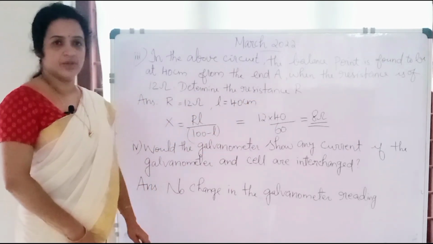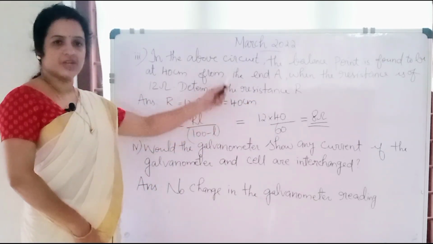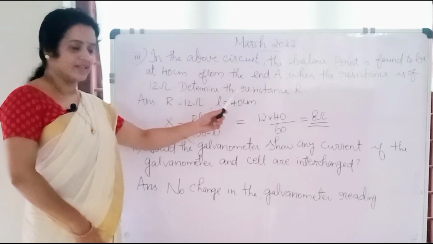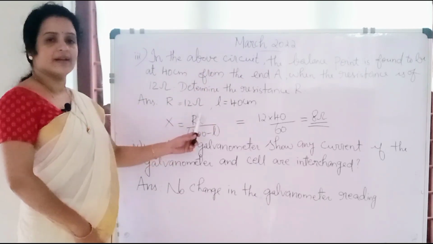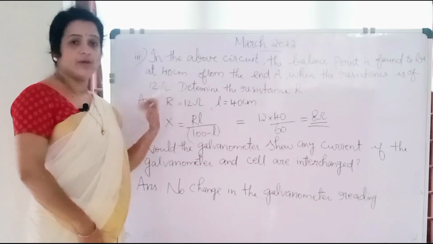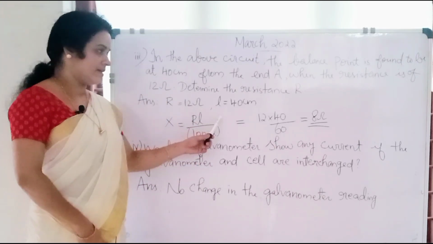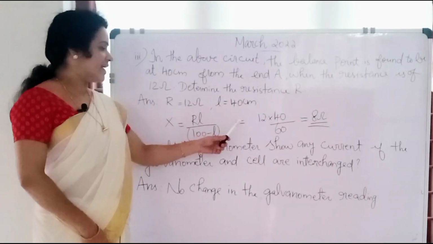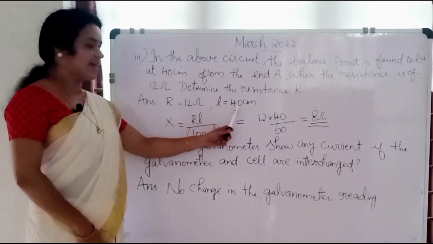So which equation can be used? This is a direct question of Wheatstone's bridge principle, right? That means x is equal to rL by (100 minus L). We know r and L. So simply we have to substitute the values of r and L here. So what will we get? Here r is 12 and L is 40.